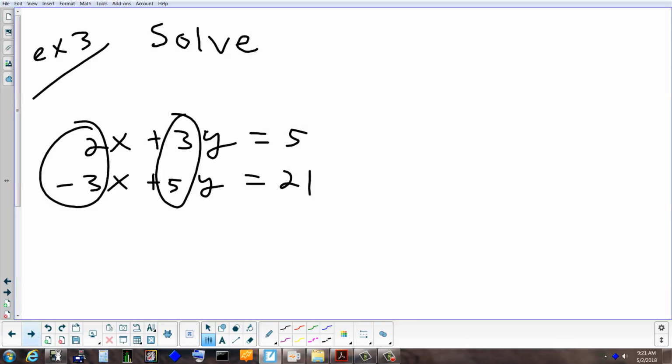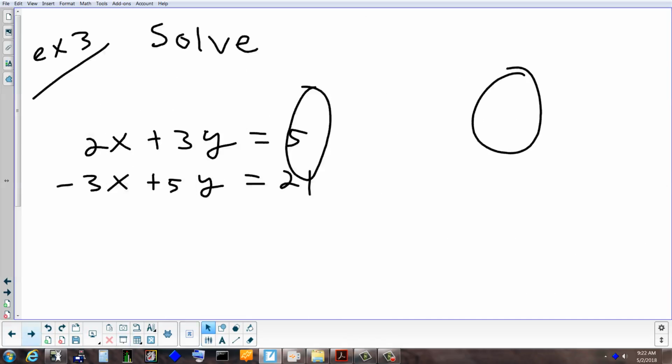Okay, so if we look at this one, 2 is not a multiple of 3. Or 3 is not a multiple of 2. 5 is not a multiple of 3. So you're going to have to multiply both equations. If you want to get the x's to cancel, the goal is going to be to get one of them to be a 6, one a -6. If you want the y's to cancel, we're going to make one number a 15 and the other number a -15.